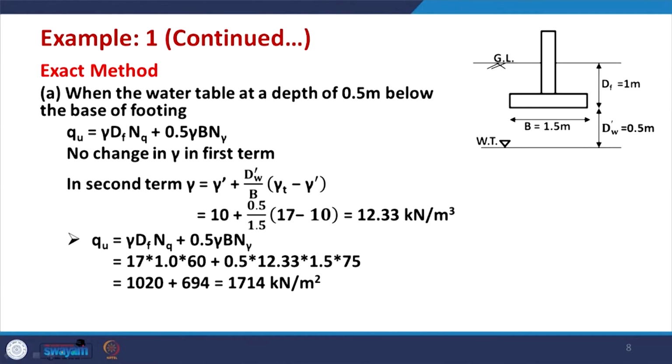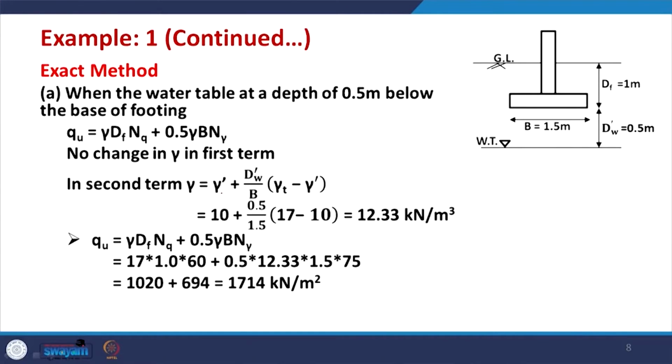We already dropped the C, once we set C equal to 0. In the ultimate bearing capacity term, you have only two terms, that is gamma Df into Nq plus 0.5 gamma B N gamma. In these two terms, there will be no effect of water table in the first term until the water table goes above the base of the footing, while in the second term there will be an effect if the water table rises.